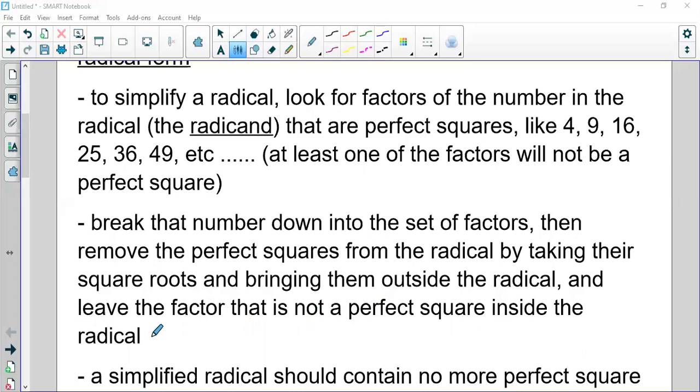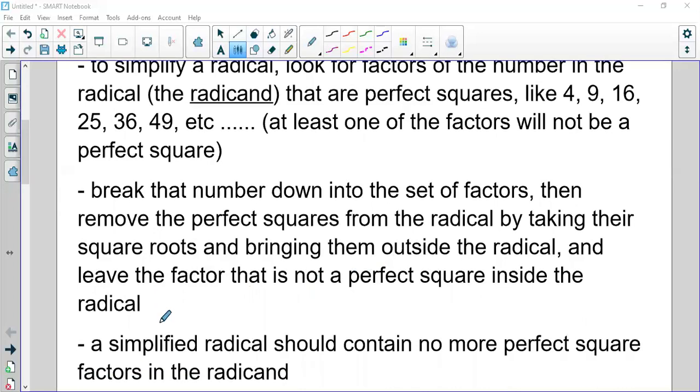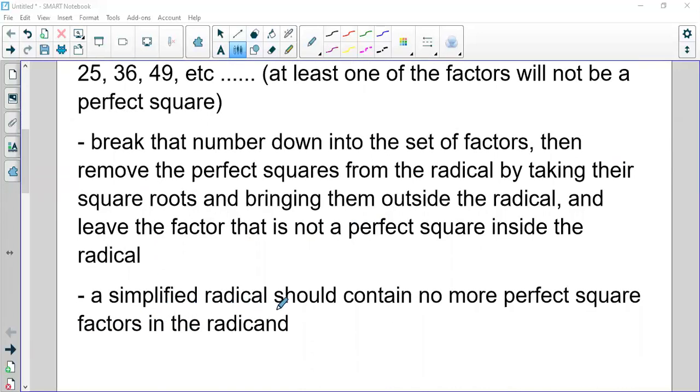So your final answer on most of these, if not all of these, is going to have some number outside the radical that came out because it was a perfect square, and then some number left inside the radical that's not a perfect square. Be careful, because to simplify it completely, the number that's left inside should contain no more perfect square factors. Sometimes that number inside might have two different perfect square factors and you may not recognize both of them. If you only bring out part of that perfect square, you're only partially simplifying it.